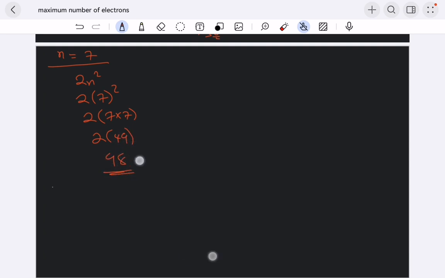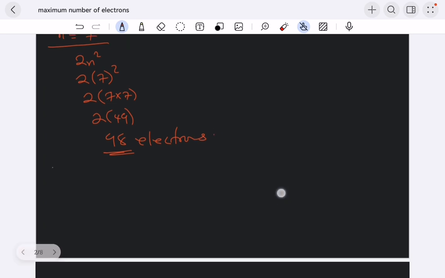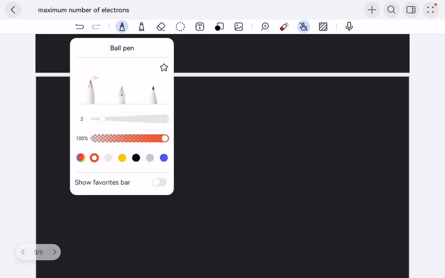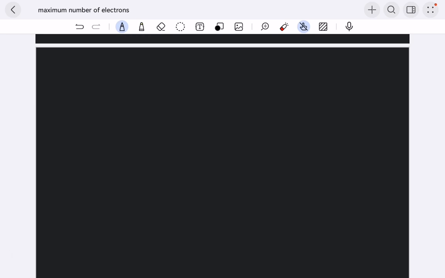So the easiest way, when we're asked to find the maximum number of electrons to be occupied when n is equal to 7, we just say 2n squared. It's 2 times 7 squared. So it's 2 times 7 times 7, 2 times 49. Then the total is 98 electrons.